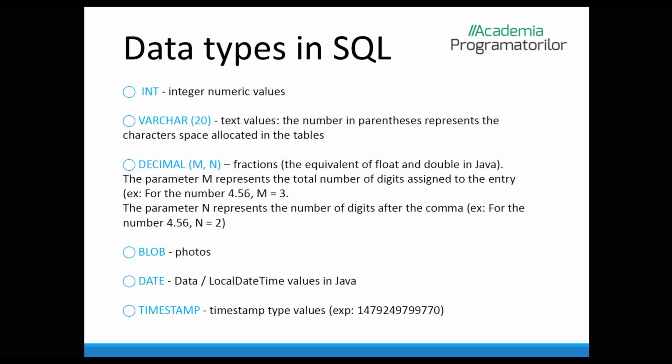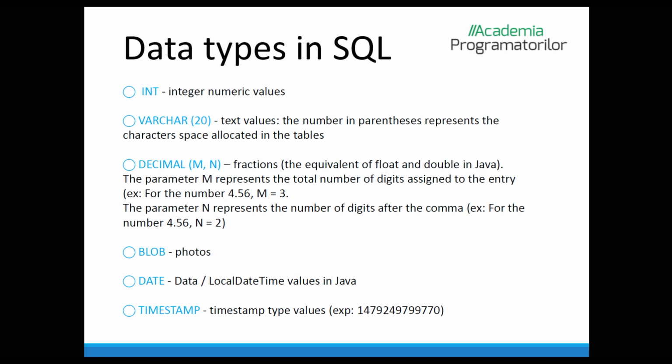First of all, we have int. The int data type can store, just like in Java, integer numeric values. We have also varchar, which stores text information. This varchar can be associated with the Java string object.